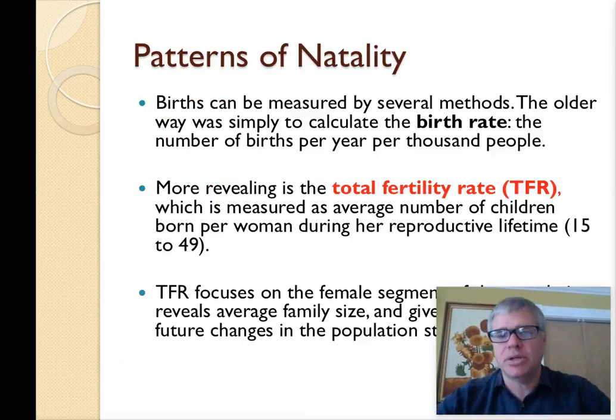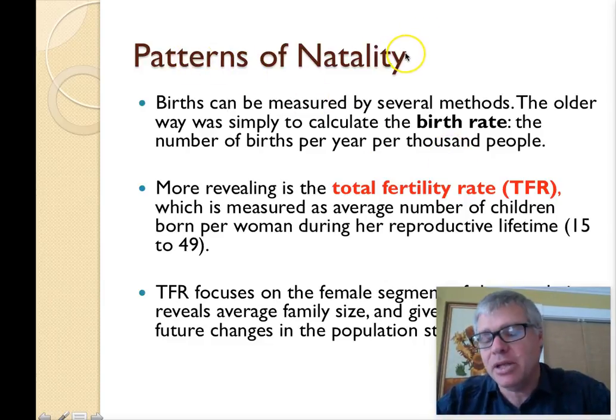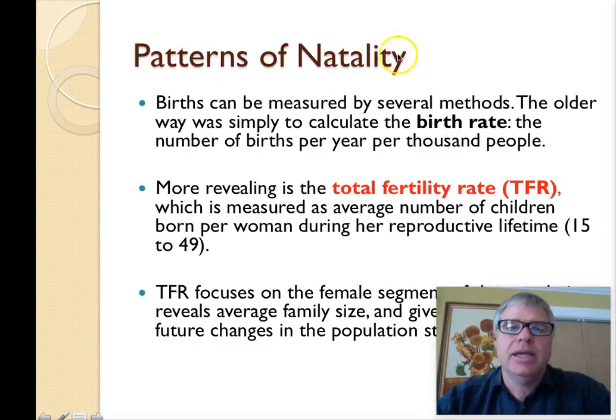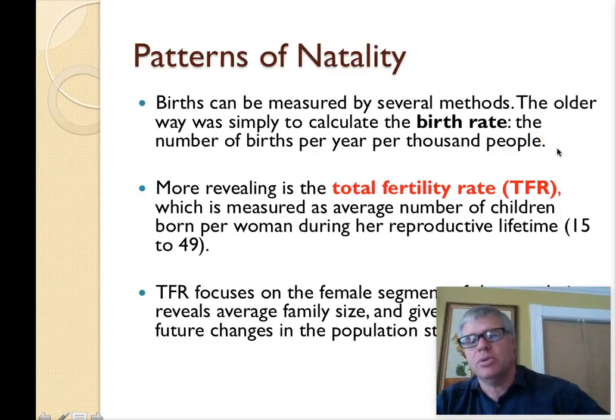A couple of other terms are important to know, in terms of patterns of natality. That means birth. People used to talk about what was called the birth rate, or crude birth rate, which was simply the number of births per 1,000 people. But that can be misleading for a number of reasons, but I'll leave it at that.